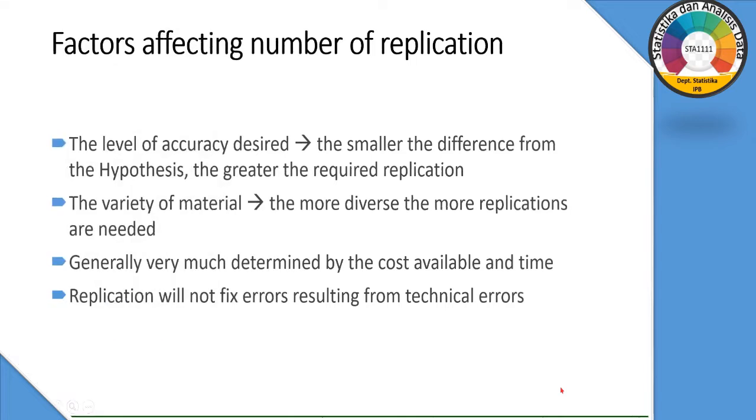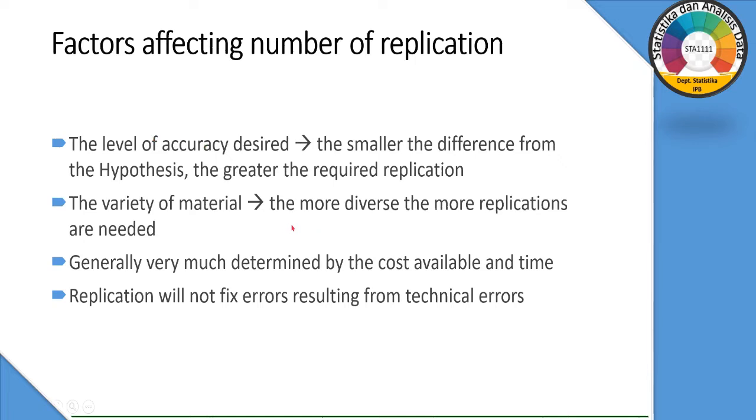The first one is the level of accuracy. The smaller the difference from the hypothesis, the greater the required replication, right? So it means if you want to have a more accurate result, you need to have more replication. A higher accuracy means you need more replication. So there is no mathematical formulation for how to determine the number of replications. So one of the factors is the level of accuracy.